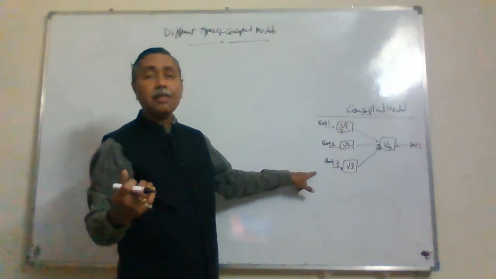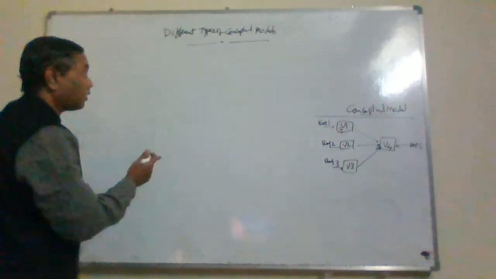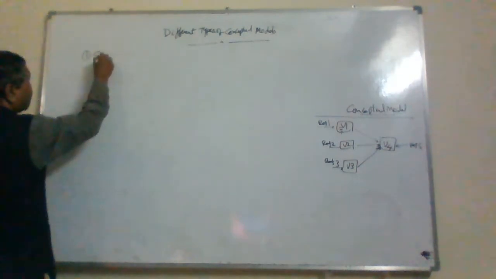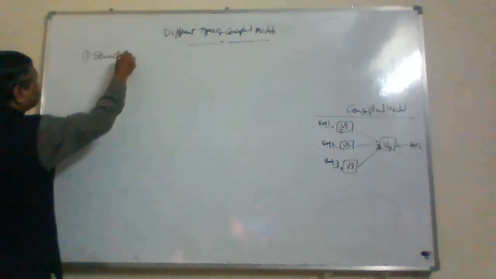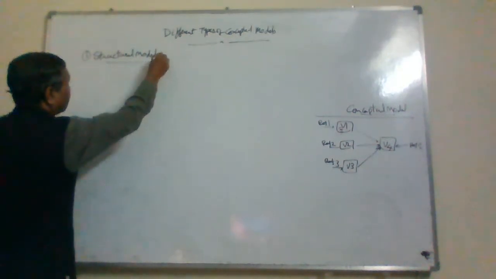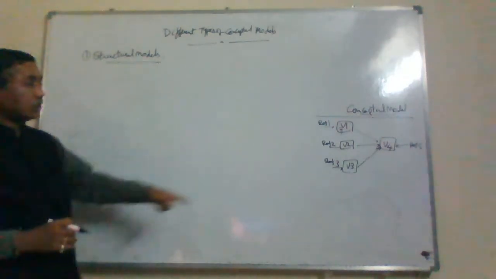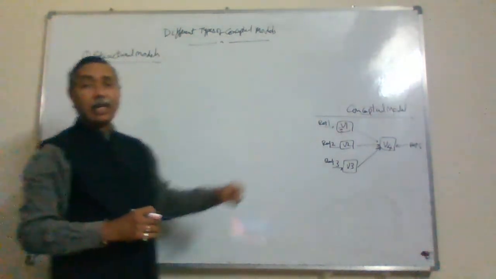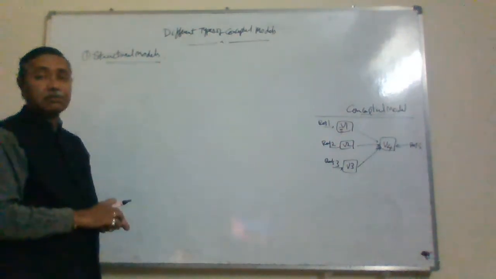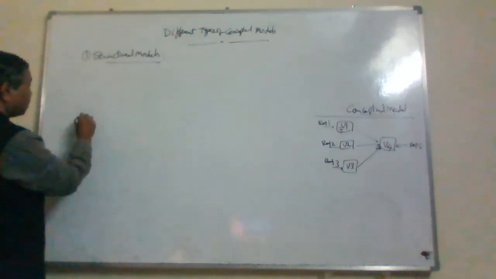Now, what are the different types of conceptual models? The first type is the structural model. Structural models are the first category of conceptual models. This is how they appear. I will take you through some examples during this video.